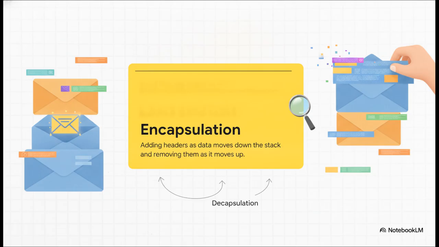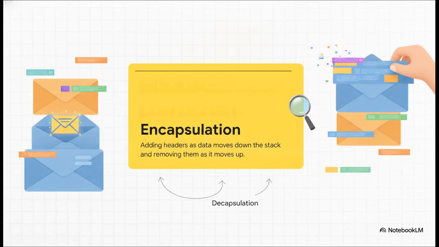And what's really fascinating here is that encapsulation is literally just the digital equivalent of putting your written letter into a sequence of increasingly secure routing envelopes. As data moves down the stack, each layer adds its own specific header containing routing and control information. Then when it reaches the destination and moves back up the stack, each layer reads its corresponding header, strips it away, and passes the remaining payload up to the next layer.